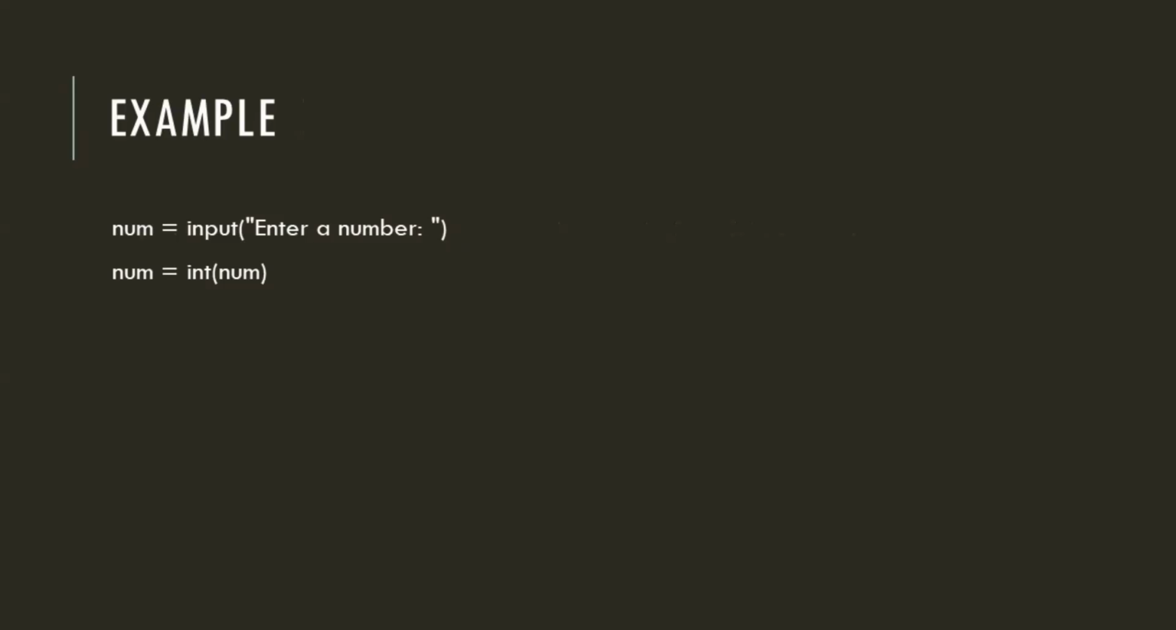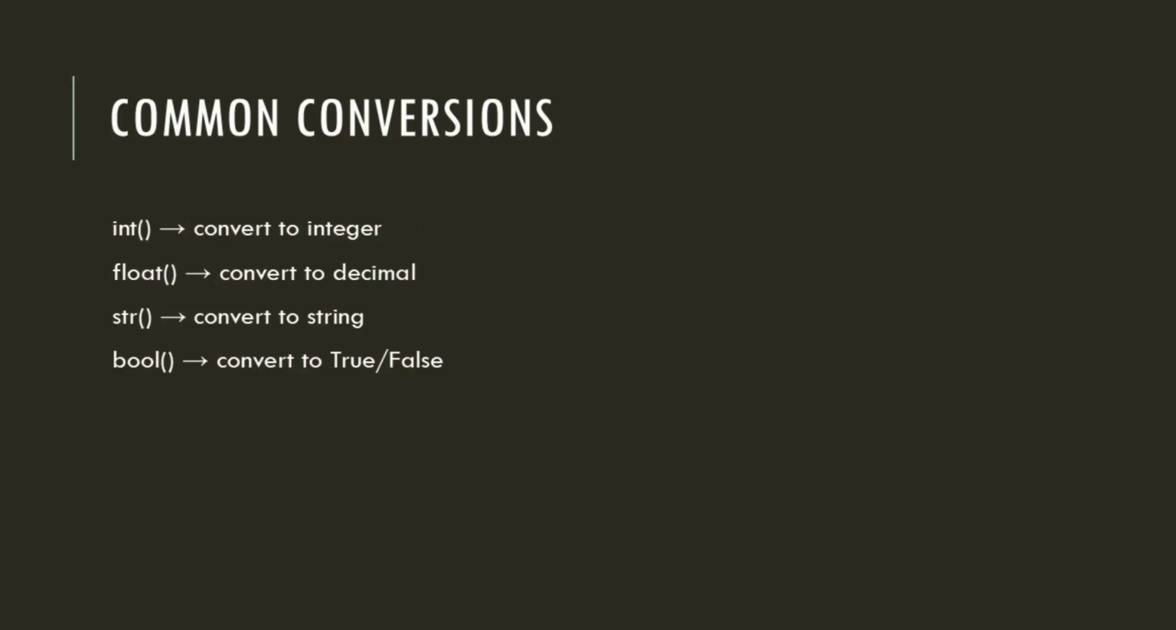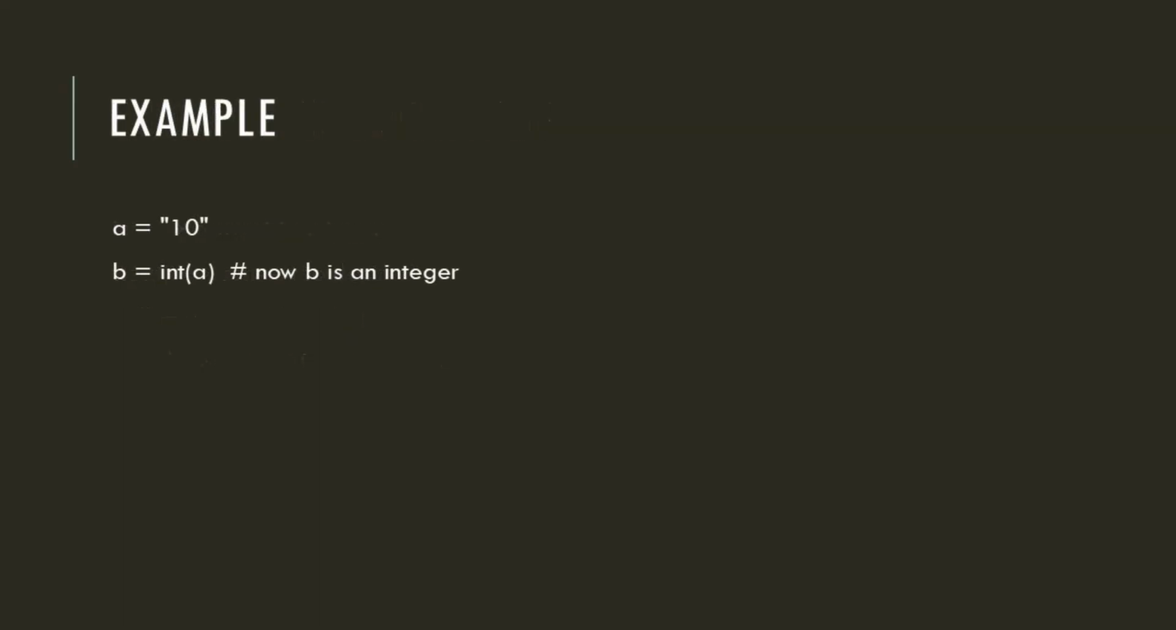For example, if you take input using the input function, num = input("Enter a number"), even if you type 10, Python treats it as a string. So if you want to do math with it, you must convert it. num = int(num). Here are some common conversions. int converts to integer, float converts to decimal, str converts to string, bool converts to True or False. Example, a = "10", b = int(a), now b is an integer. Python is flexible, but always make sure the conversion is valid.